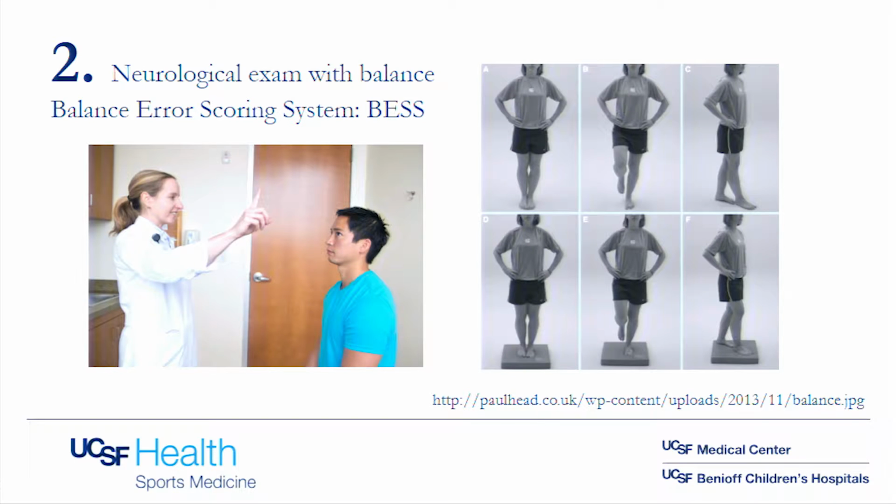So the second part of the three-part eval is your neurological exam, your basic neuro exam. The purpose of this is to make sure that you don't need to do a head CT or a brain MRI right away. And then the second part that you may do less of is a balance exam that's a little bit more detailed.